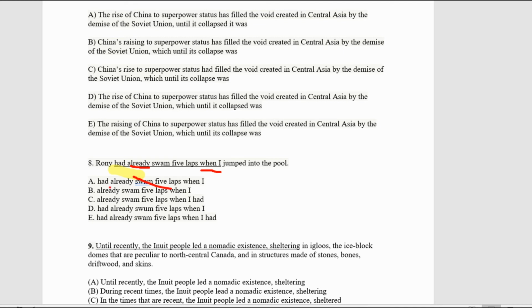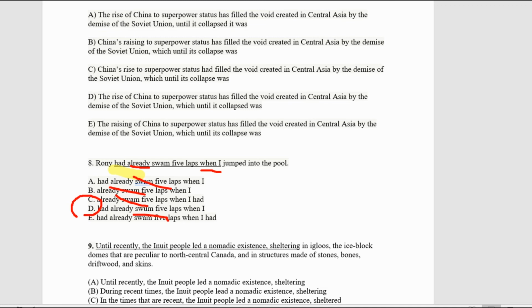Better is to use past perfect, because we have "already," and we want to show that one activity happened before the other. C, already swam, the same. Had already swam, right? Had already swam, it's incorrect. So the answer here is D.